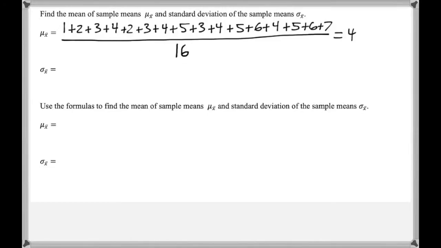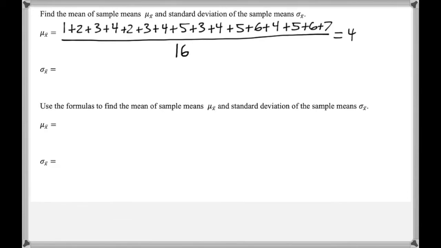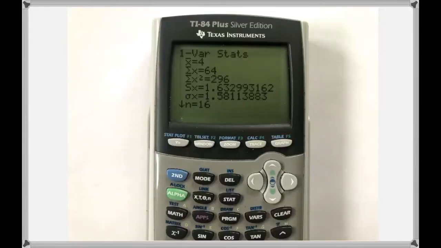Next, we want to calculate sigma x bar. So I'm going to type all of my sample means into list 1 and then use the 1-Var Stats to calculate this. So I typed all of my sample means into list 1 and then calculated the 1-Var Stats. And the standard deviation is 1.581.